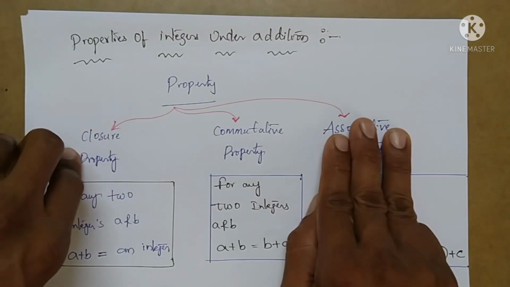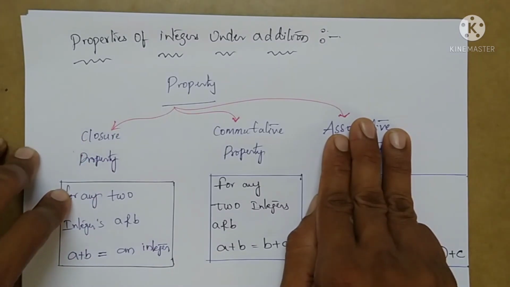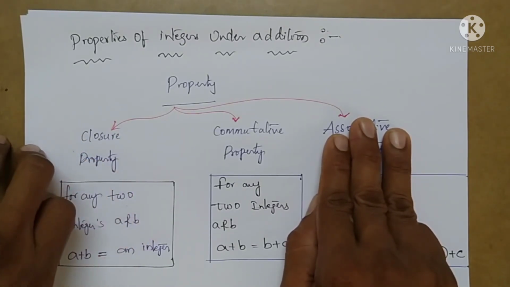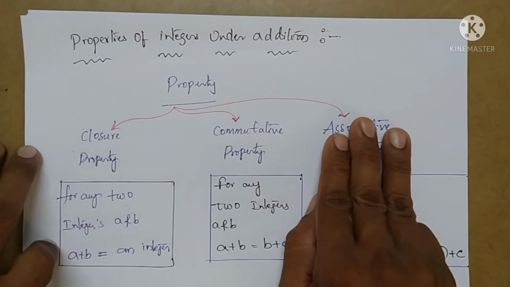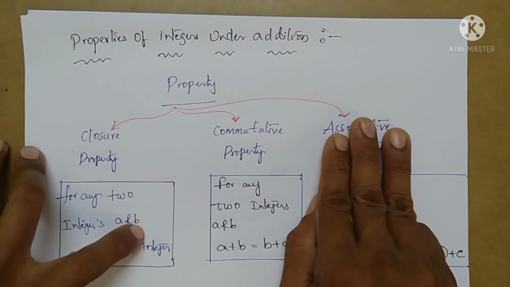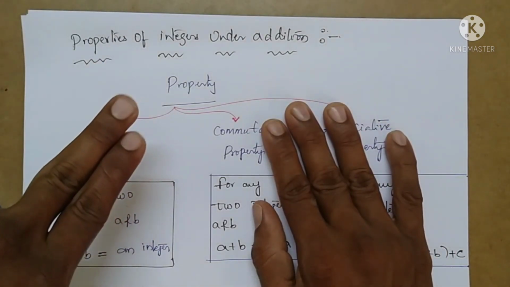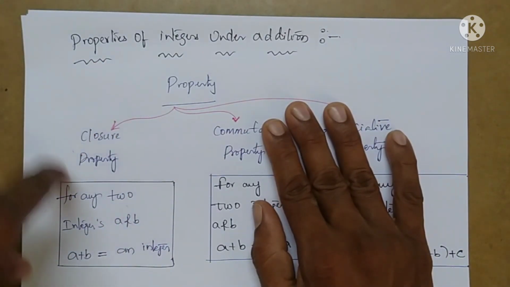What is the closure property? For any two integers a and b, a plus b is an integer. The sum of any two integers, the result is also an integer.